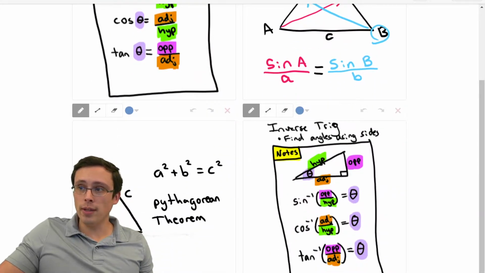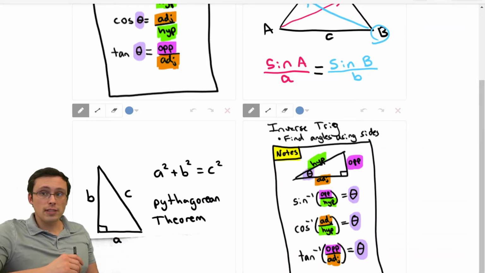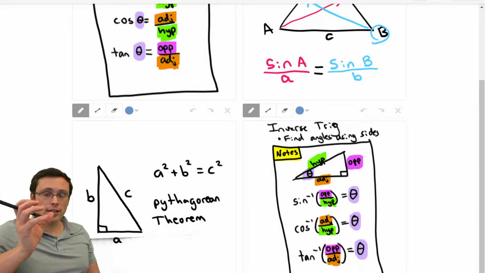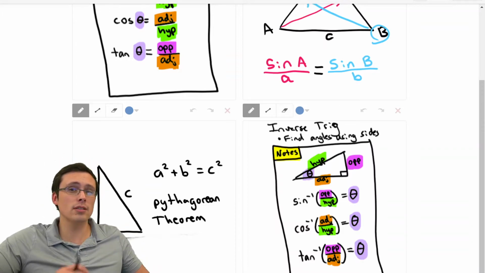The other formulas that might come up are the Pythagorean Theorem, which is a squared plus b squared equals c squared. That's the legs of a right triangle squared and added together equal to the hypotenuse squared. Remember, the hypotenuse is always across from the 90.